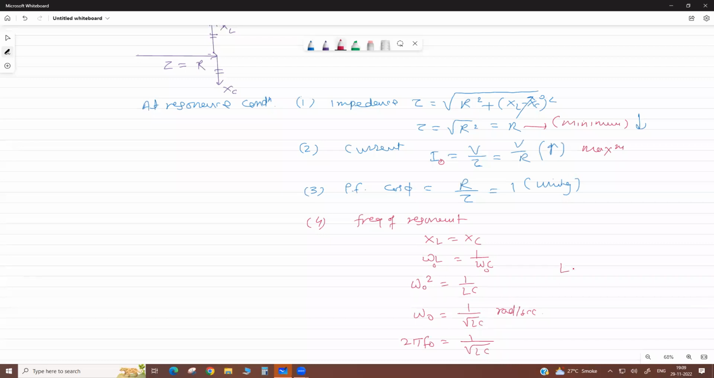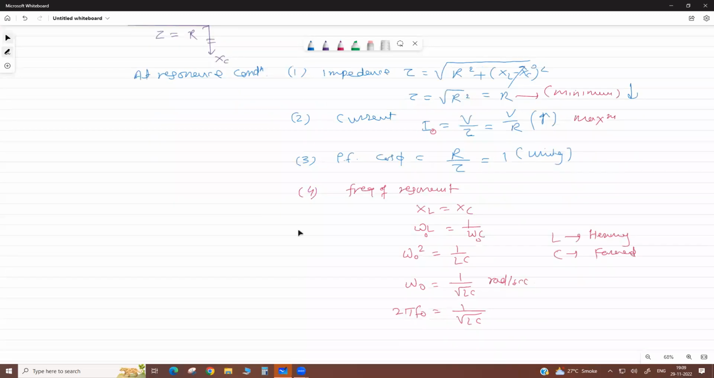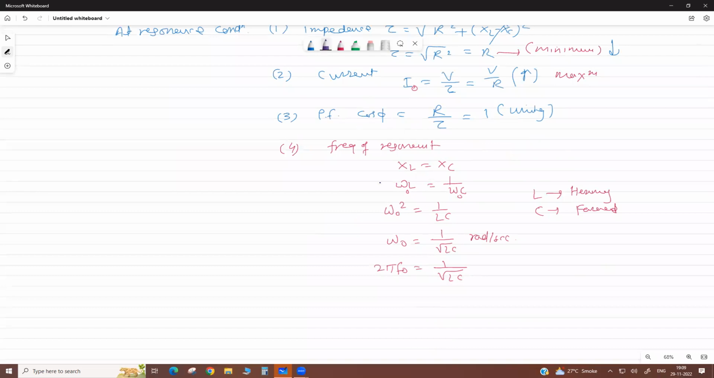Now L should be in Henry, inductance, and C is capacitance in farad. Then it comes in radian per second, or F naught equals 1 by 2 pi under root LC. So this is in hertz, or cycle per second. This is the frequency of resonance at which resonance occurs.